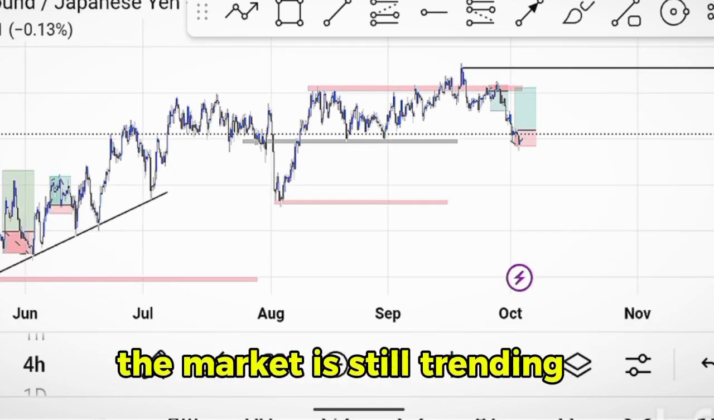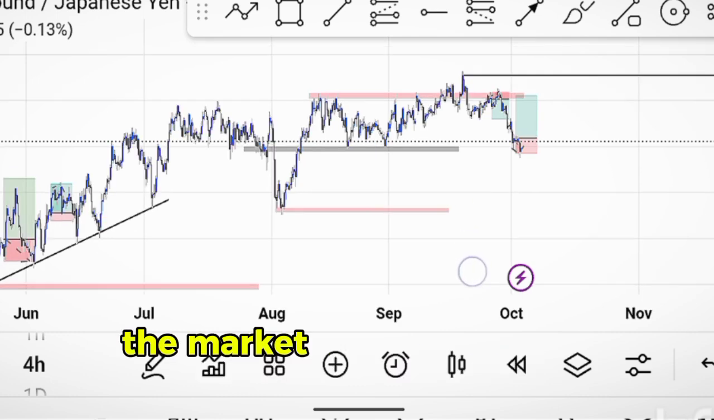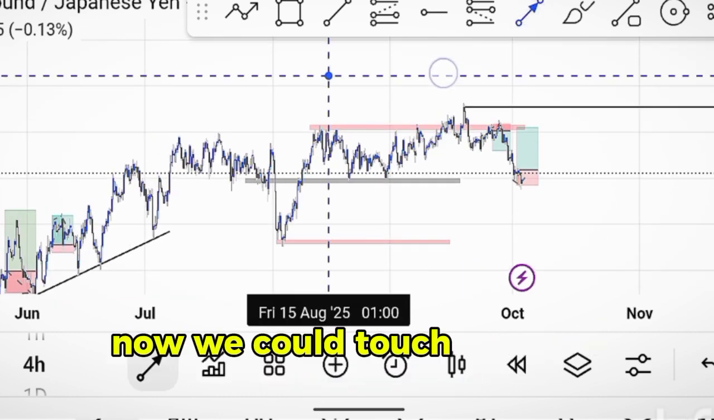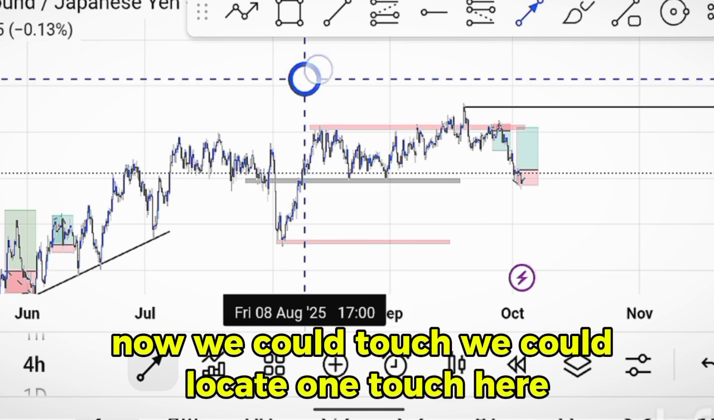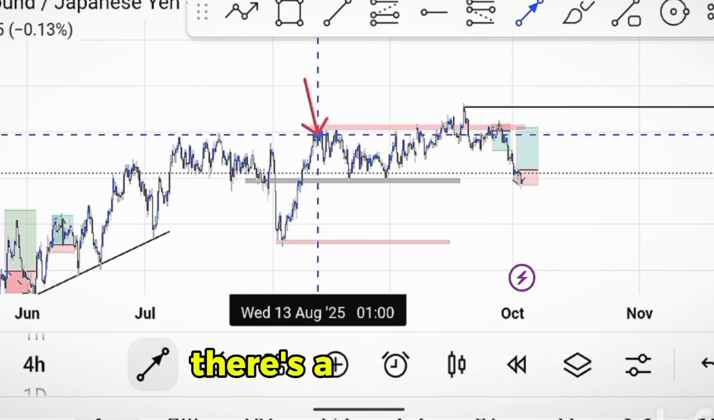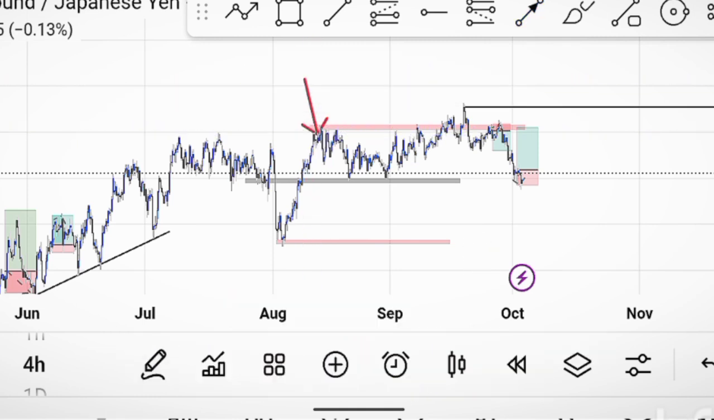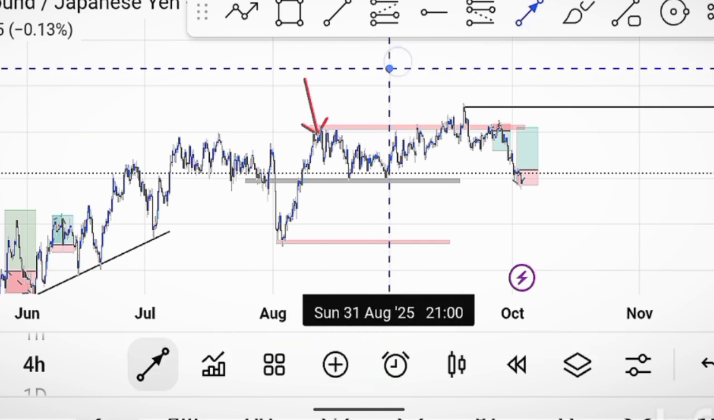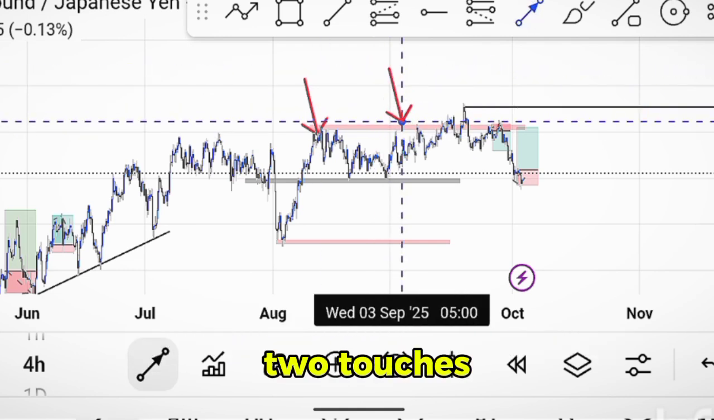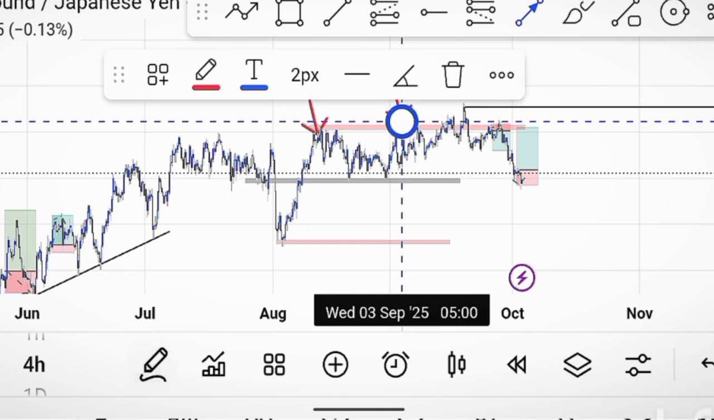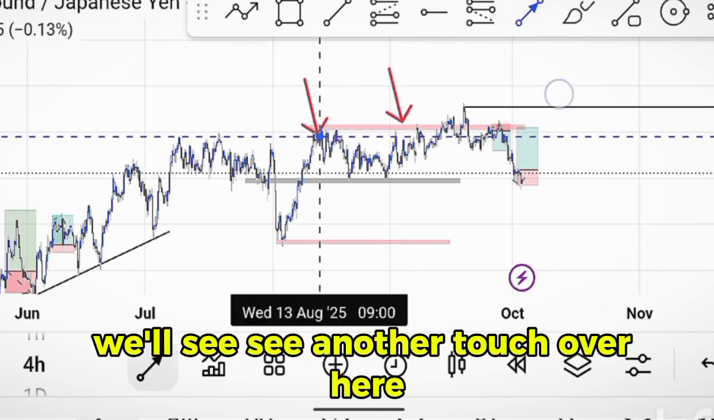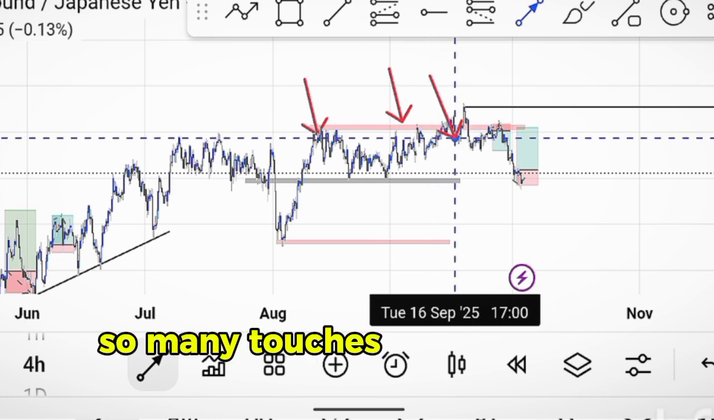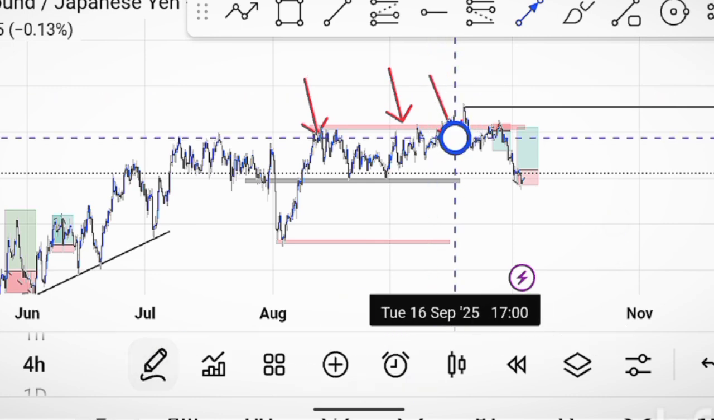The market is still trending up, but at this point the market is in some sort of consolidation. We can locate one touch here, that is a supply zone. We see another touch over here, two touches. We see another touch over here. So many touches, and so on and so forth.